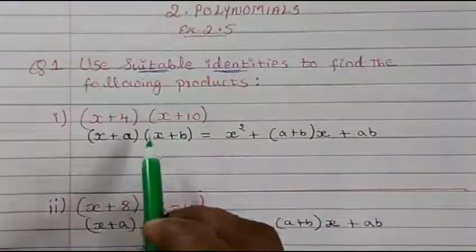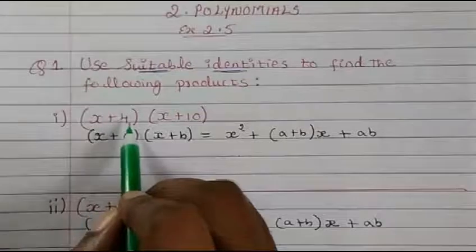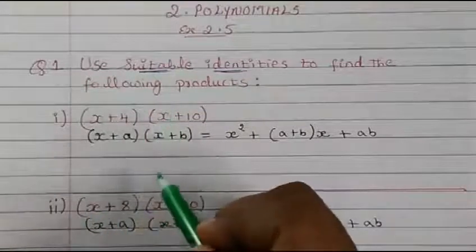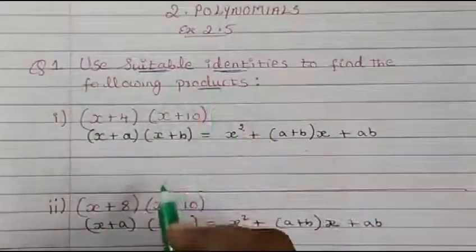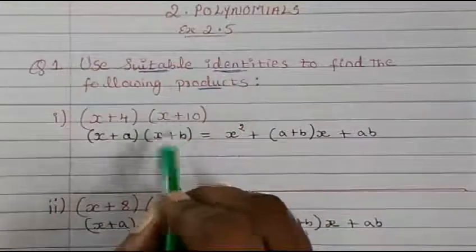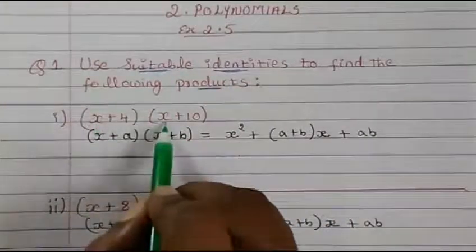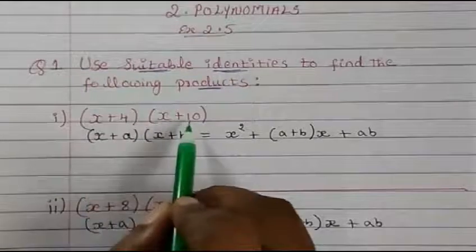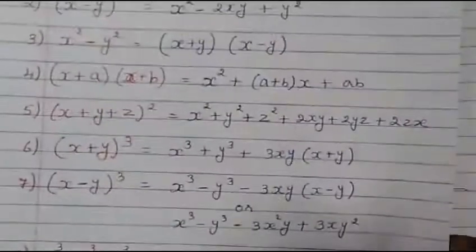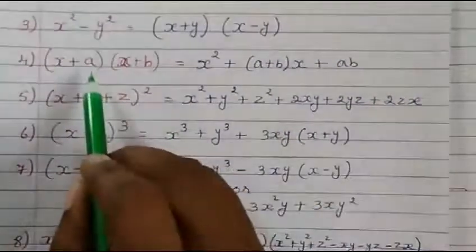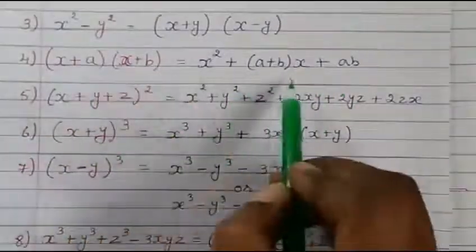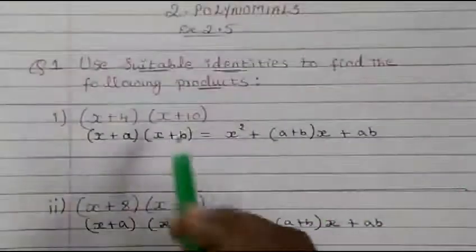Now look at the first sum, (x plus 4) and (x plus 10). If we multiply this, what will be the product? That's what we have to find out, and for that we have to use the suitable identity. The suitable identity is this one, because here on both sides you have x, and different integers. In your textbook it is the fourth one, where (x plus a)(x plus b) is equal to the expansion given to you. So that is the suitable one.